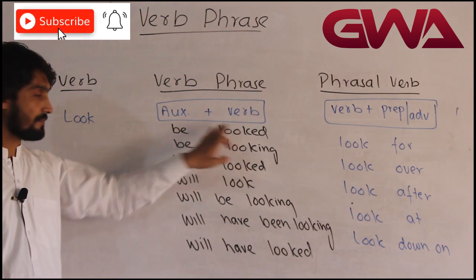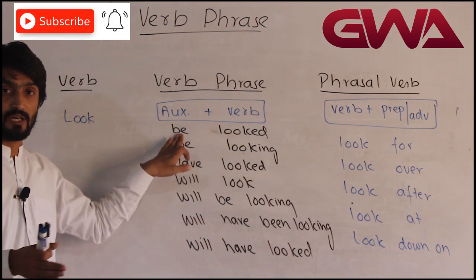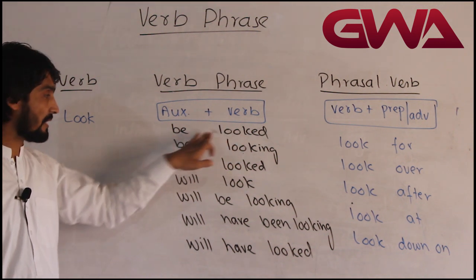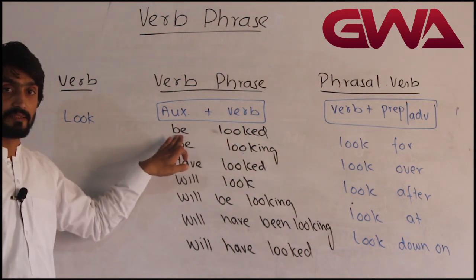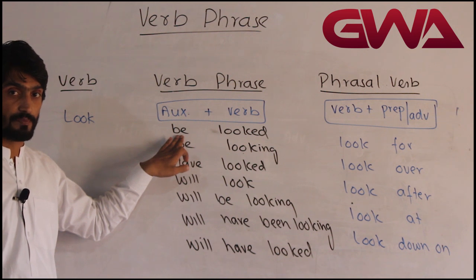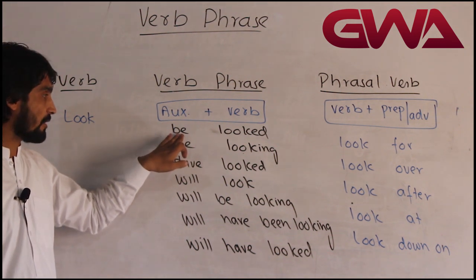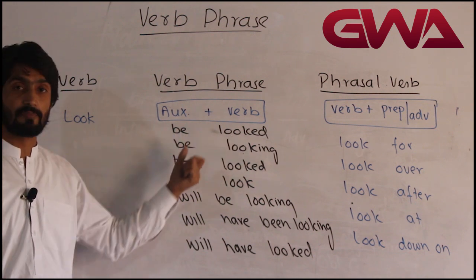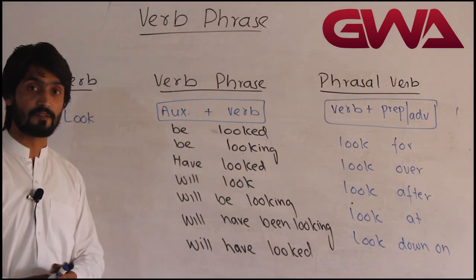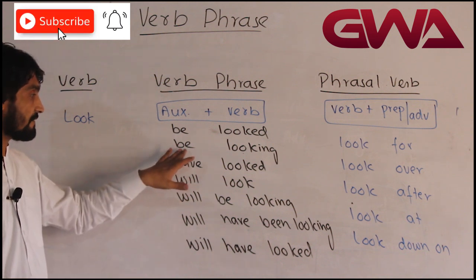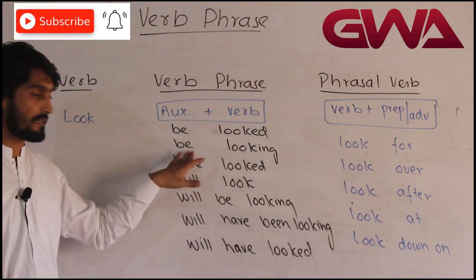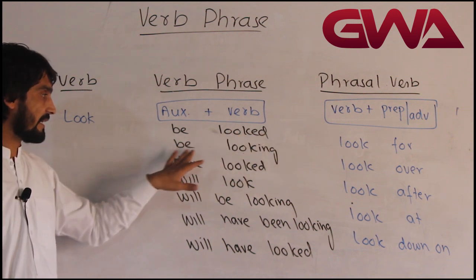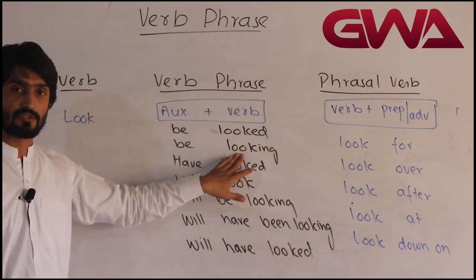Be looked. Here be stands for is, am, are, was, were. Now, when we have a third form of a verb after be, that is called a passive voice. In passive voice, we have be plus third form of the verb. It means that we have an auxiliary plus main verb. This is called a verb phrase. Now, in active voice, be plus looking: Ali is looking for a job. Kamran is looking after his parents.